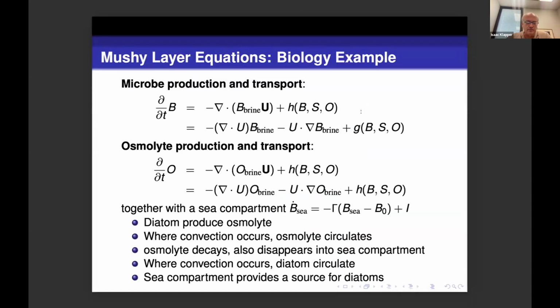Okay, so let me show you a couple of models that we've put together for the biology. This is just a repeat of what we had before, with the addition of a sea compartment, so we can keep track of microbes in the sea, so we can have stuff flow out of the ice into the sea and back into it.